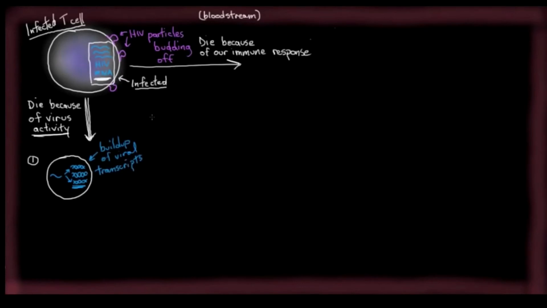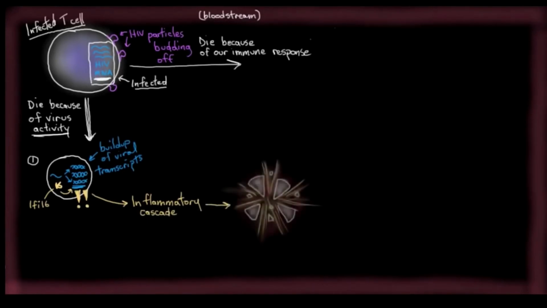And we actually have a specific protein in our cells called IFI16, and it's IFI16's job to be on the lookout for all this rogue DNA that really shouldn't be in our cells. So if IFI16 does take notice of all these viral transcripts building up, it activates an inflammatory cascade within the cell. And what ends up happening is the inflammatory cascade goes on to activate a self-destruct sequence within the cell, and we call this pyroptosis.